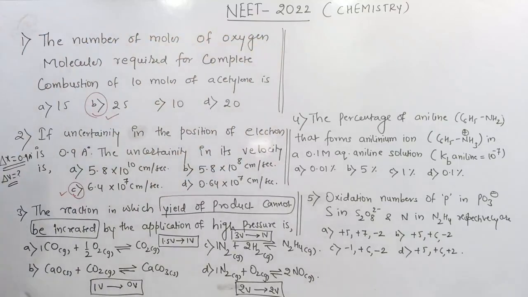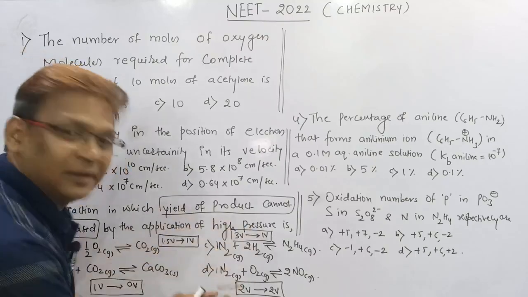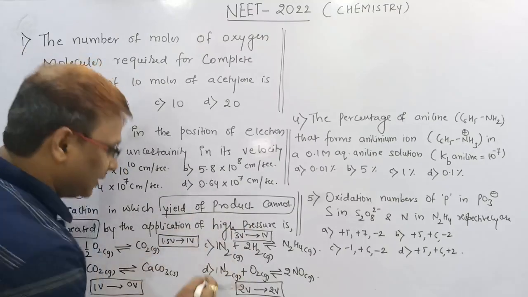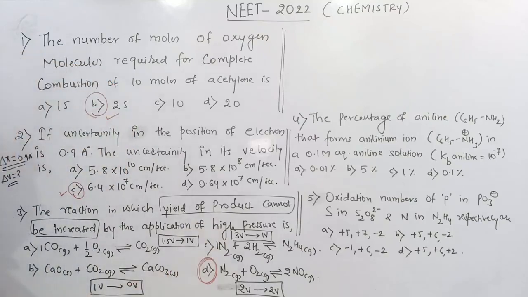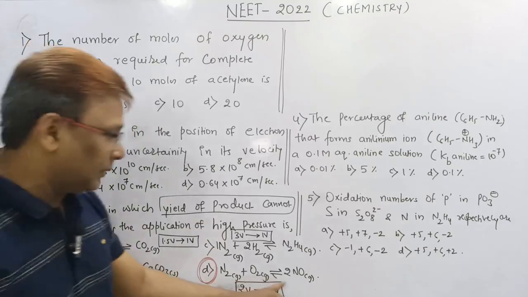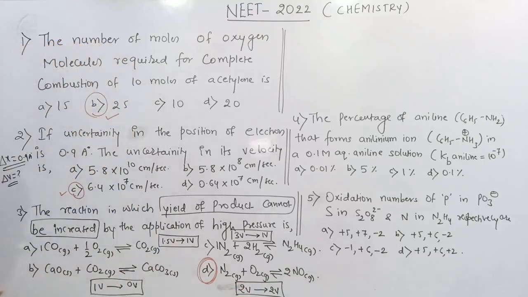So we can say the reaction in which the yield of product cannot be increased by the application of high pressure. If you increase the pressure, this equilibrium cannot be affected by it. So option D will be there. By increasing pressure, there will be no effect on the equilibrium, and it does not give more product, right? So option D is correct here.